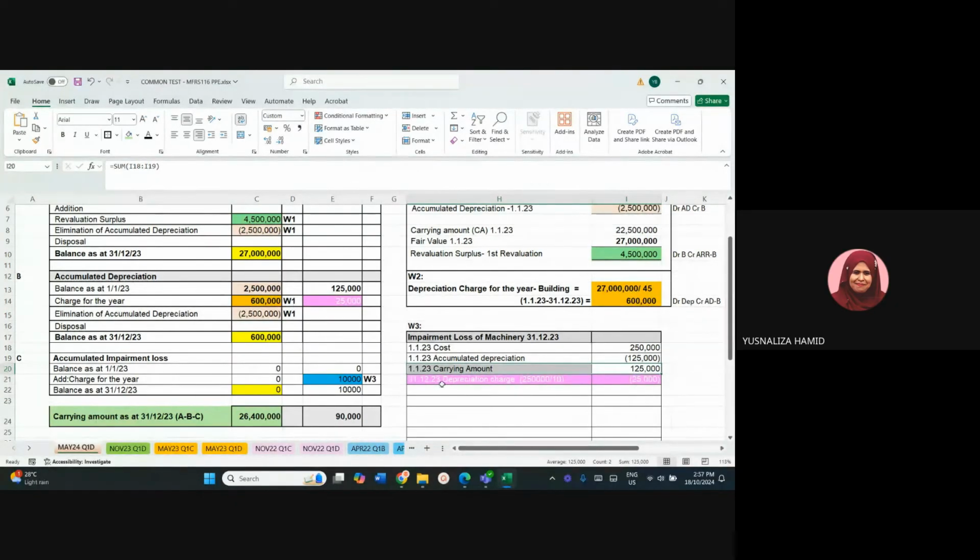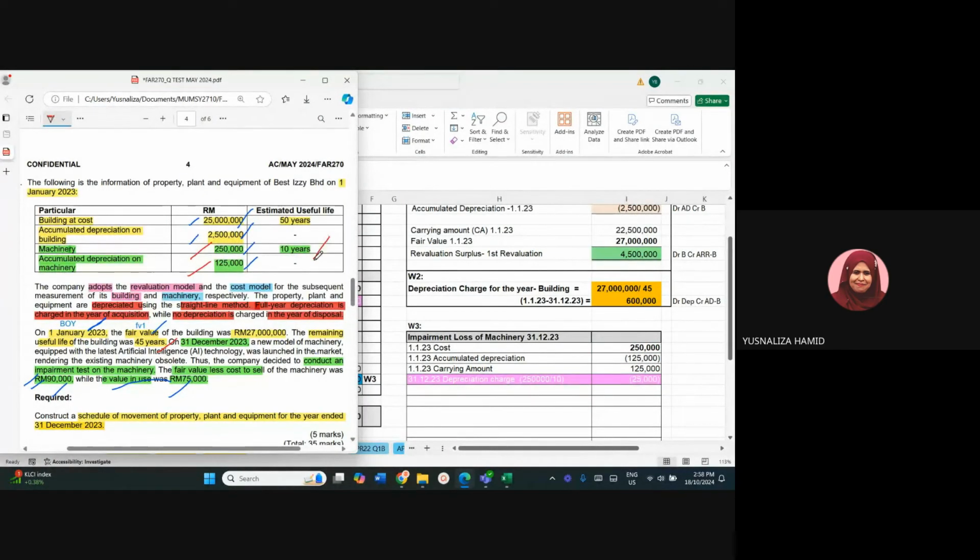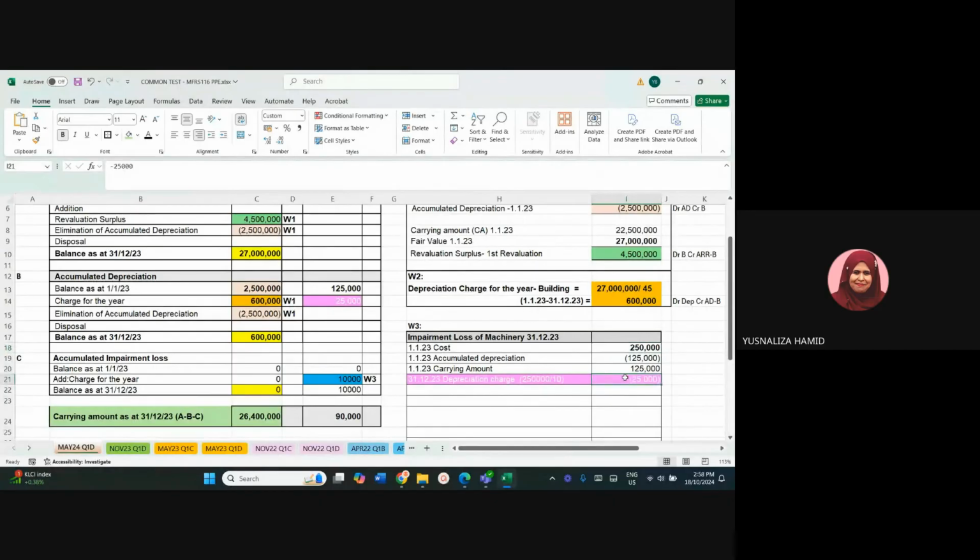In the year 2023, impairment does not take place on 1st of January. It takes place on 31st of December. So you need to provide depreciation for 2023 first. So you need to go and provide depreciation based on this 250,000. You check again the information given. The useful life was 10 years. So you take 250,000 divided by 10 years, and you get the current year depreciation. That current year depreciation is what you need to include in the movement of PPE.